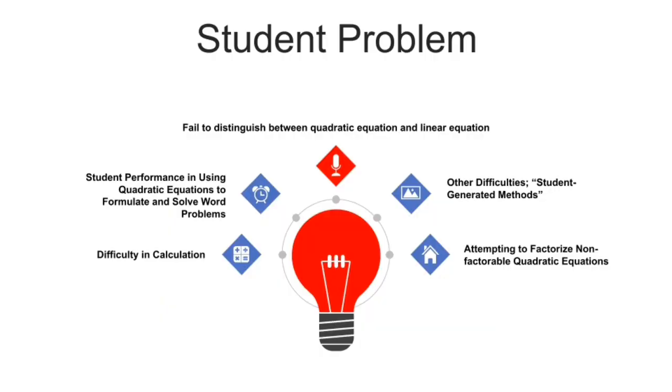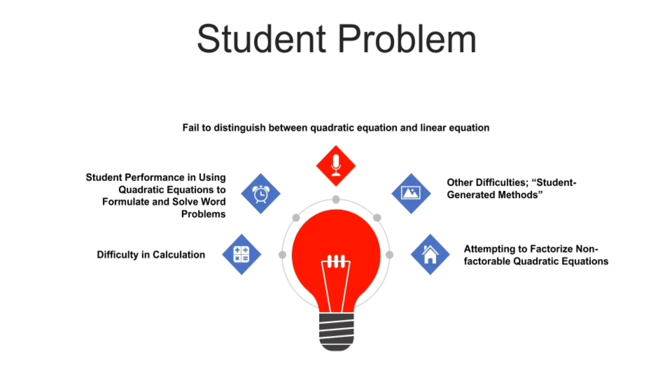Last is student problems. There are 5 general student problems. The first is that students fail to distinguish between a quadratic equation and a linear equation. This is common if students are still not familiar with quadratic topics. They have already studied linear equations and are familiar with the topic, so errors like this are commonly found among students.